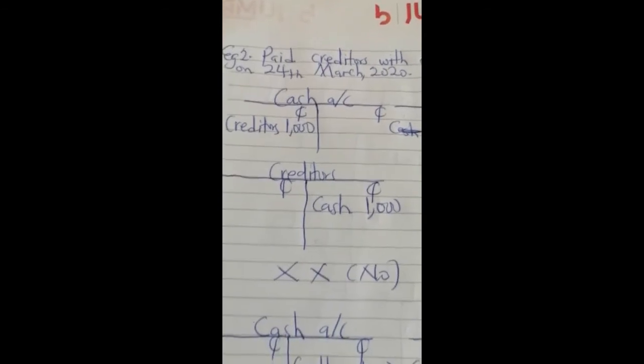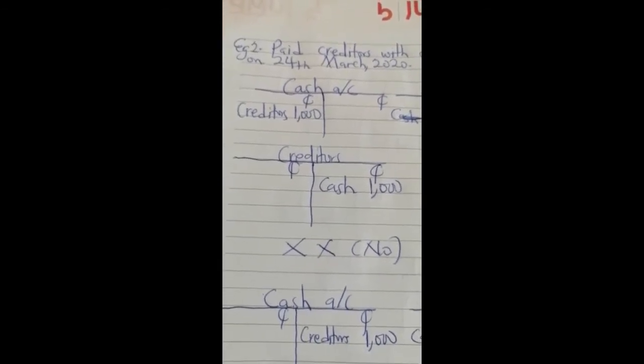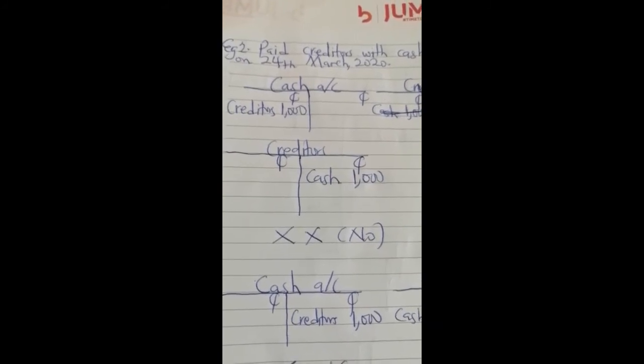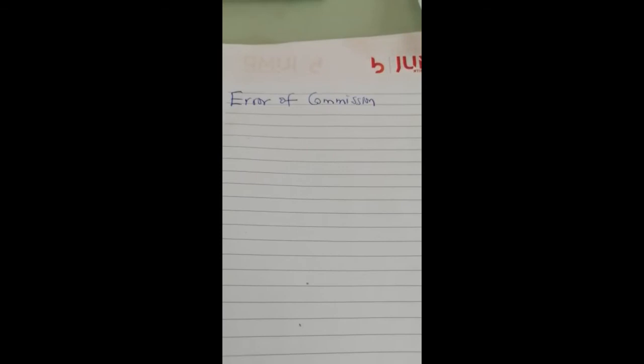So this is the normal thing which comes to mind when you meet a problem like this. I will give you an example for you to understand this particular type of error. Bought goods on credit from Papa for $200. Now the entry was made in Pepe's account.